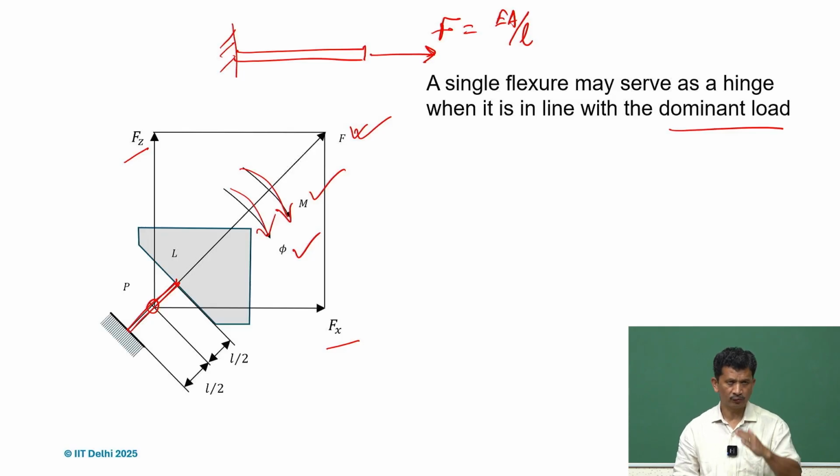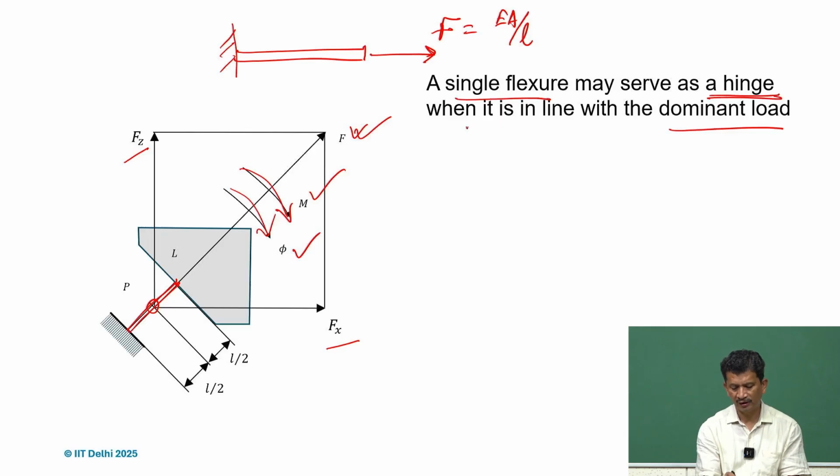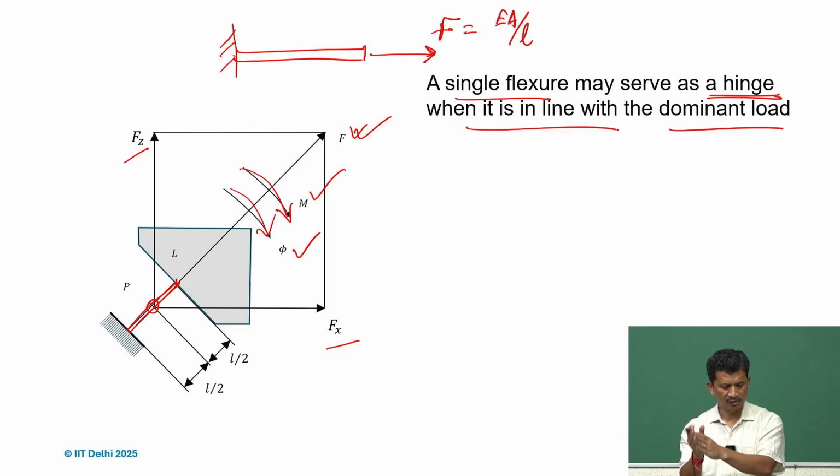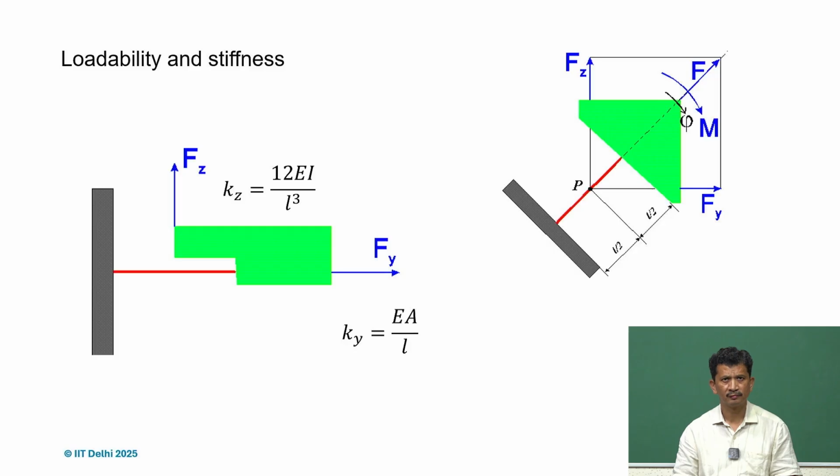We can just orient the sheet flexure or this kind of flexure element, the cantilever kind of thing, along that. So, that's why it's saying here a single flexure may serve as a hinge when it is in line with the dominant load. So, dominant load we know, and then we can align, and for any kind of bending moment, it will be pivoted at point P. So we can get a very good hinge. So, this is the case we are talking about.